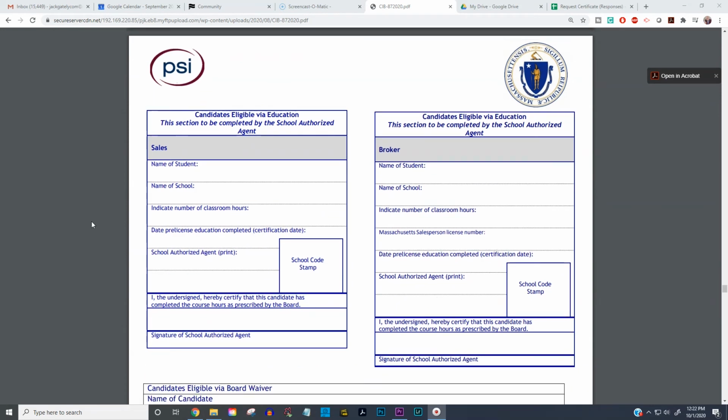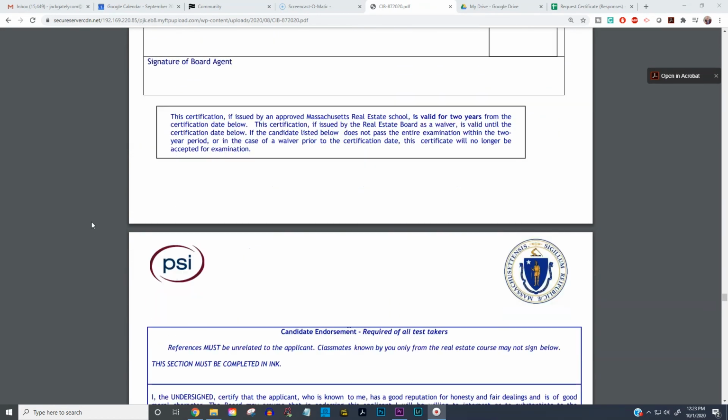The next thing is the candidate education certificate, which is blank, because we are going to send you a completed education certificate with our stamp and my signature on it. So this is one you do not use. You discard the blank one. Use the one that, of course, we sent you.